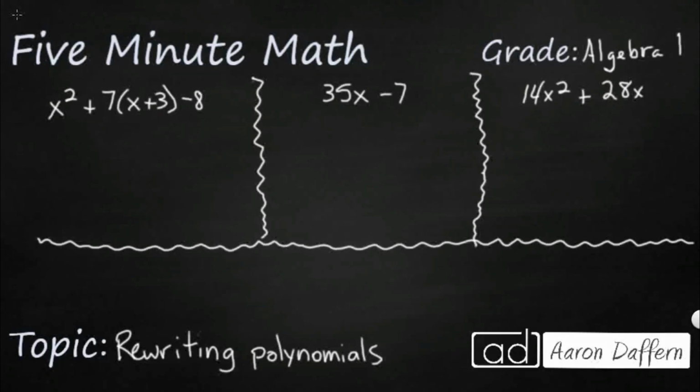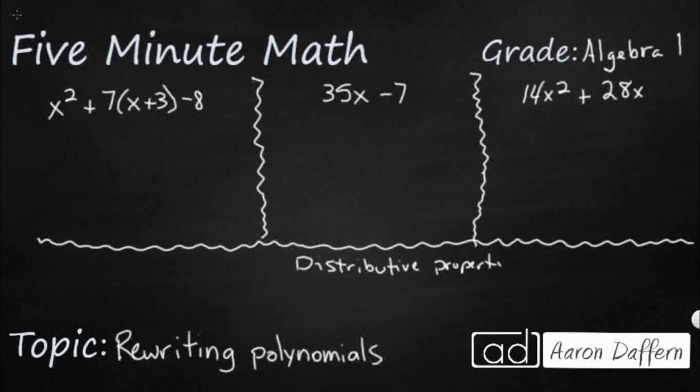Today we are looking at the Algebra 1 concept of polynomials, specifically how we can rewrite them using the distributive property and factoring, and we'll do it in 5 minutes or less. So before we get started rewriting these polynomials, let's make sure we understand a very important property that we've been dealing with for multiple years now, and this is called the distributive property of multiplication.